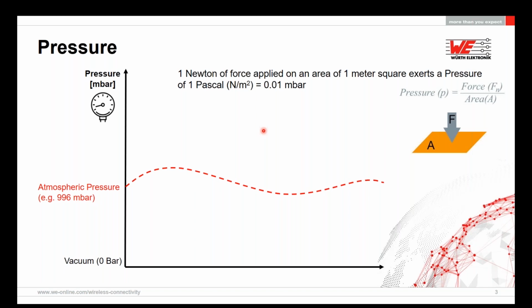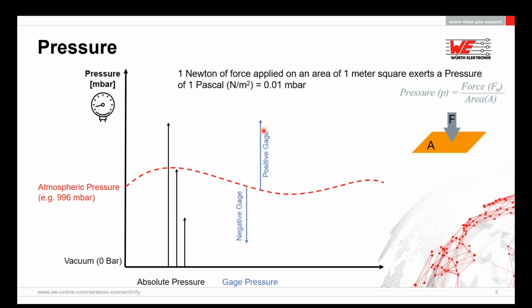Another is the absolute vacuum, which is no pressure or 0 bar. When you measure a pressure with respect to absolute vacuum, this is considered absolute pressure. For example, when I measure an atmospheric pressure of 996 millibar, it is an absolute pressure because it is measured with respect to the vacuum.